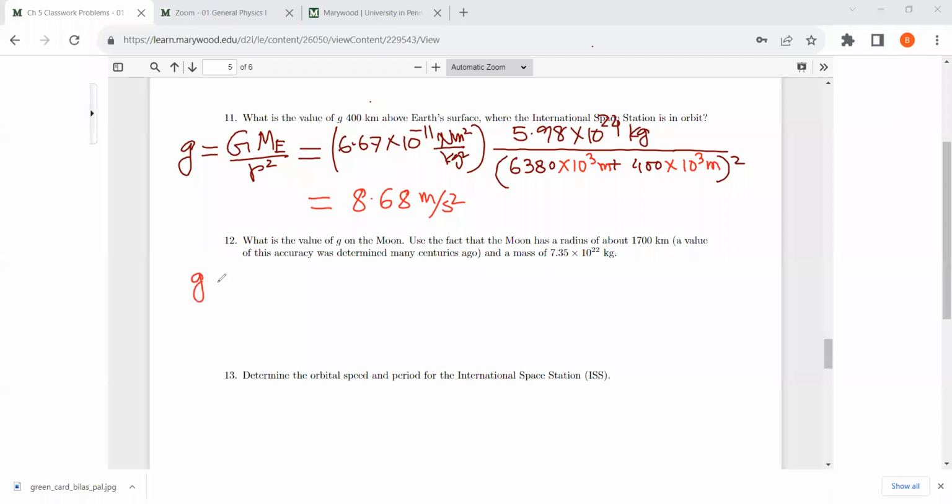The equation is again the same, but now because we are calculating the gravity of the moon, we have to change it. The mass of the moon, and here we are basically interested in the surface of the moon. So what is the value of gravity on the moon? On the moon means basically on the surface of the moon. So here we can basically use the radius of the moon. All right, so it's simpler than the last one.